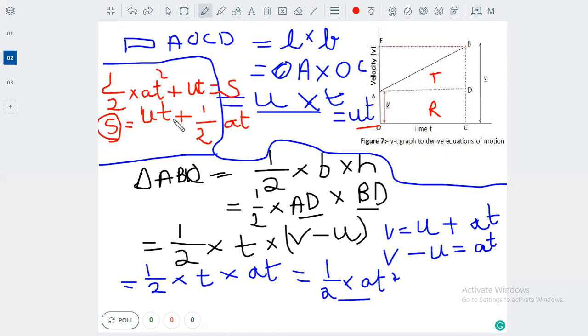So where did we get half AT square? When we did this triangle area, we got half AT square. And when did we get the area of the rectangle? When we did L into B, we got this UT. So like this, S equal to UT plus half AT square, we have derived the second equation.